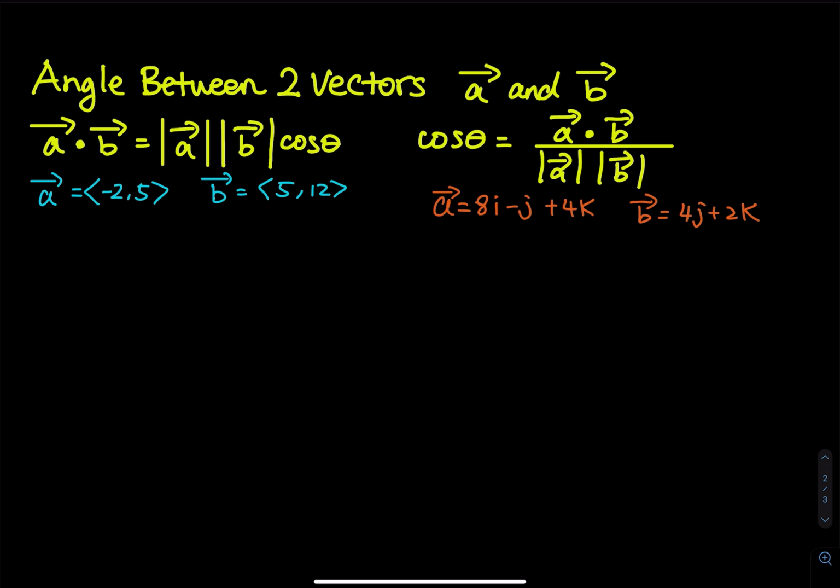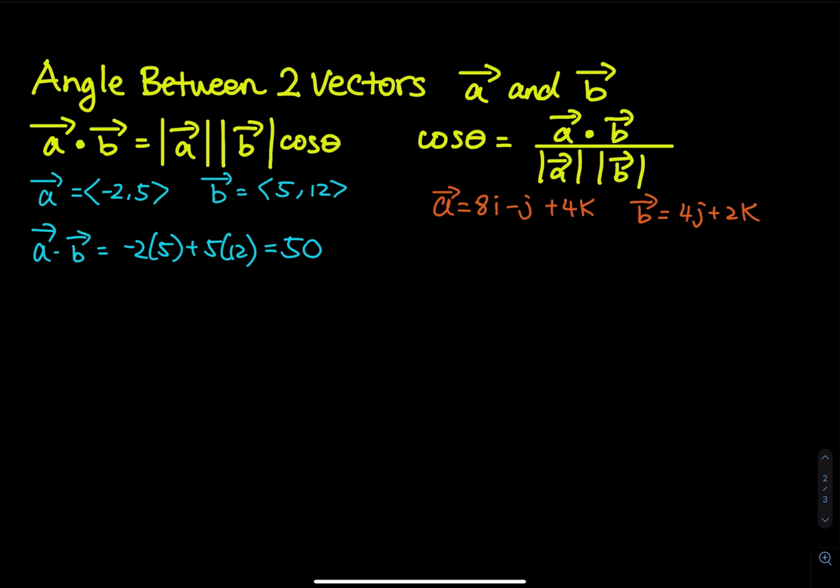Okay, so let's say we have two vectors. A is negative 2, 5, B is 5, 12. First of all, we find the dot product. So we have vector A times vector B. This is negative 2 times 5, and then plus 5 times 12. That is equal to 60 minus 10, which is 50.